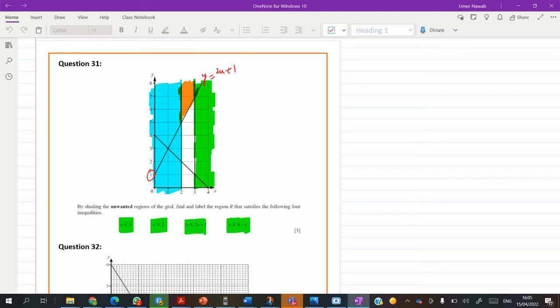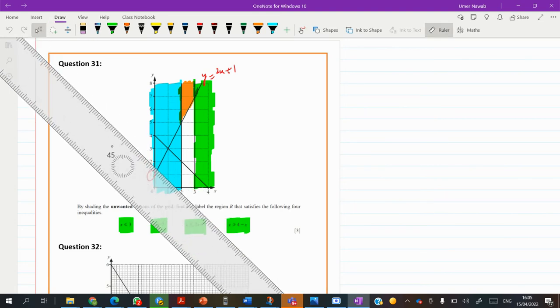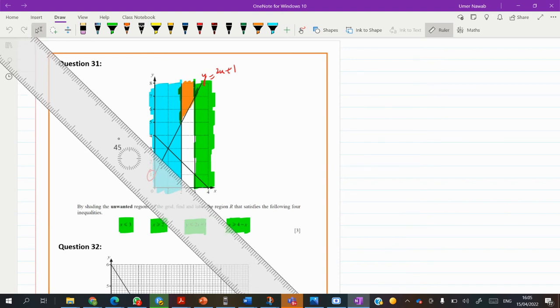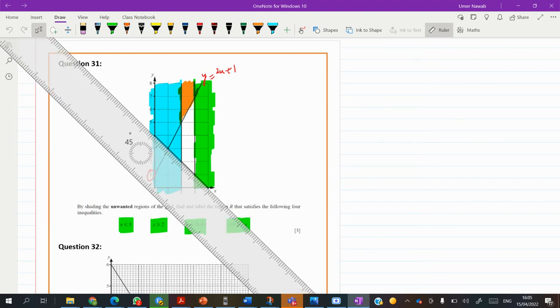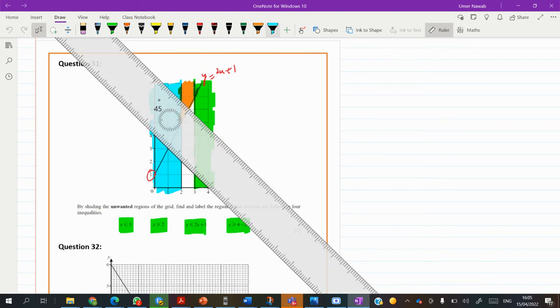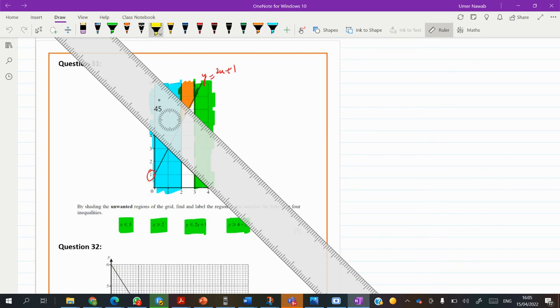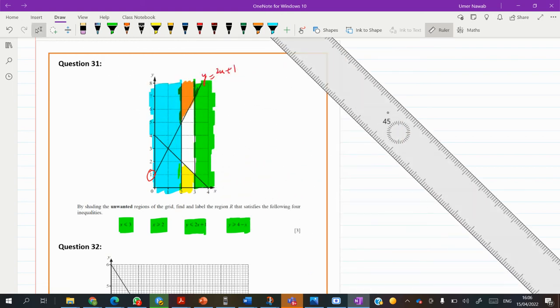So this is shaded. Now I am going to see the third one, which is y greater than or equal to. So greater than or equal to of this line means the upward portion is wanted. We will shade the bottom portion. Let me use some different color. So this is your R.